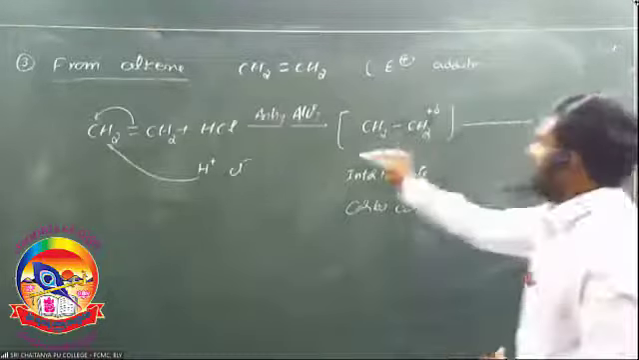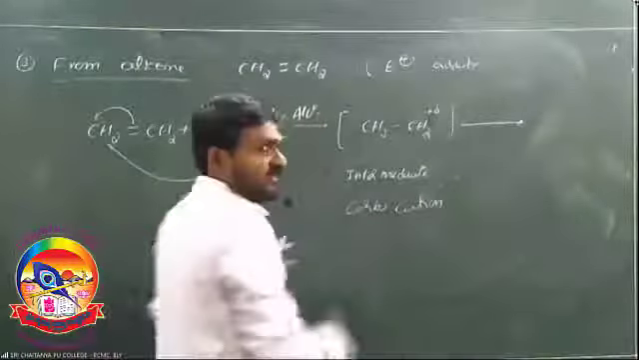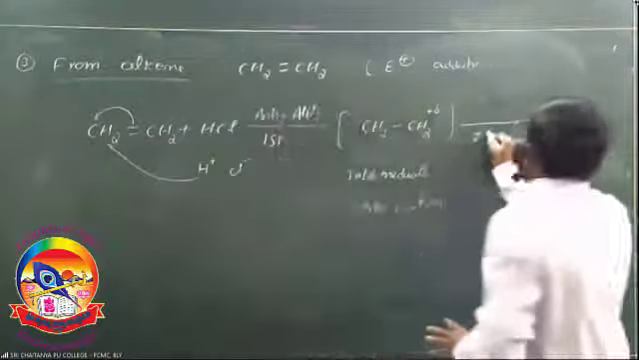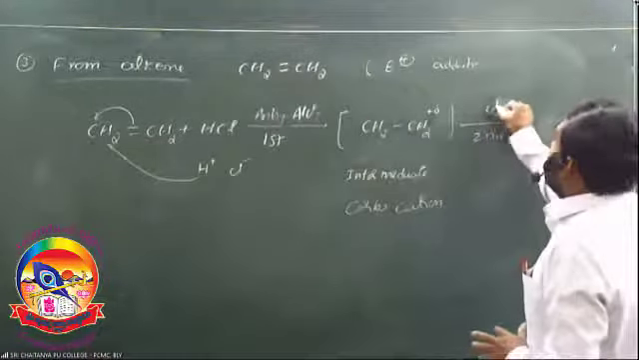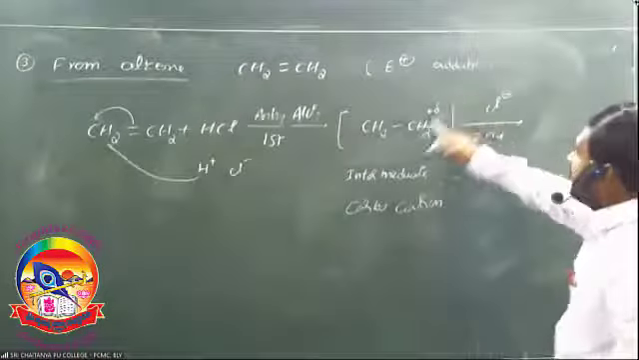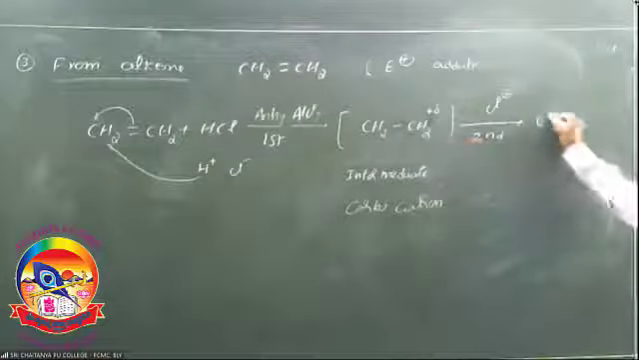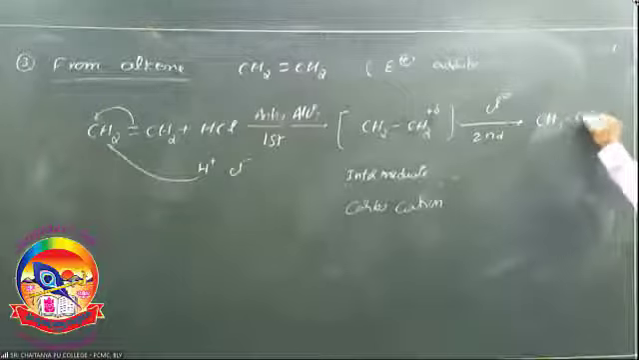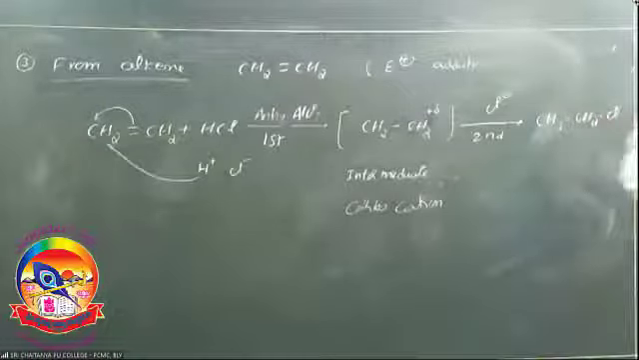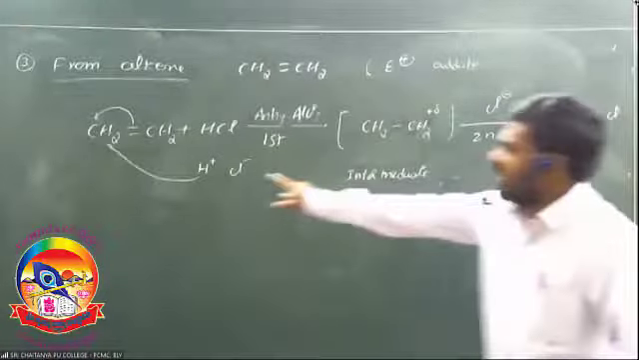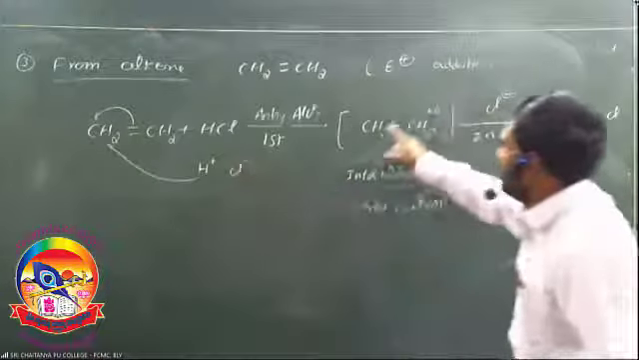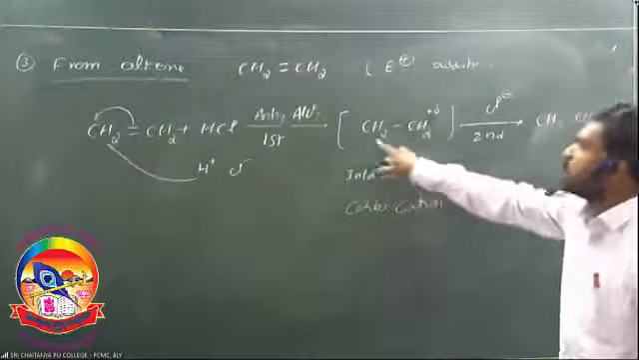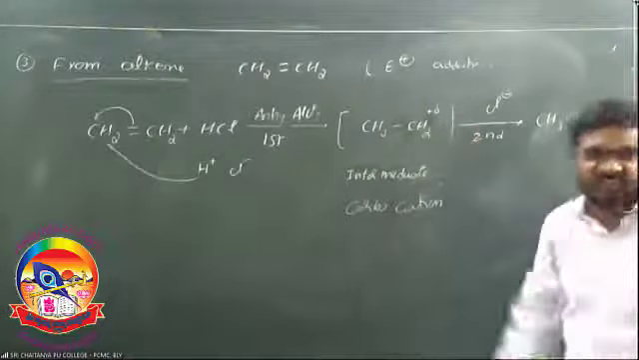In the second step, the negatively charged Cl minus is added to the positively charged carbon. So it gives CH3CH2Cl. It is the addition reaction. In the first step, H plus, the electrophile, is involved in the addition reaction. So it is called the electrophilic addition reaction.